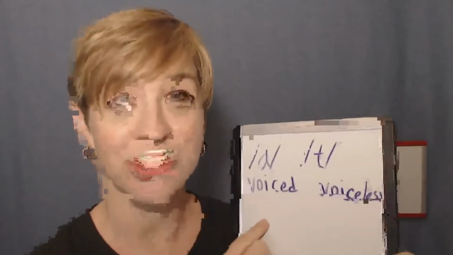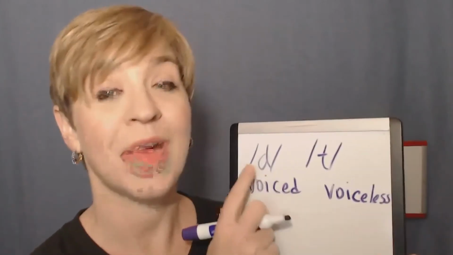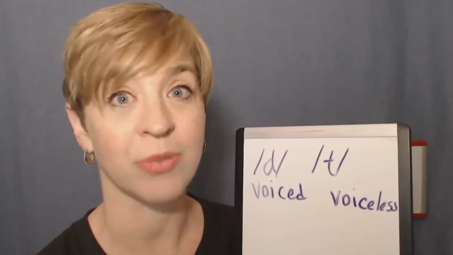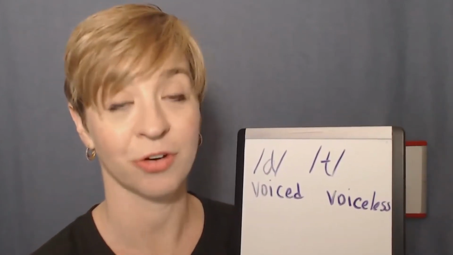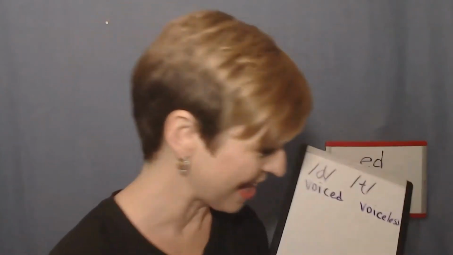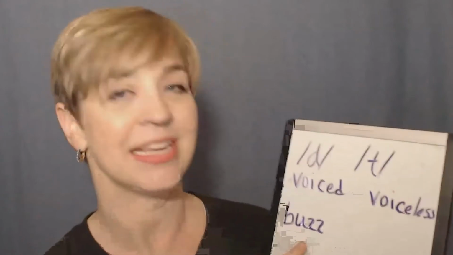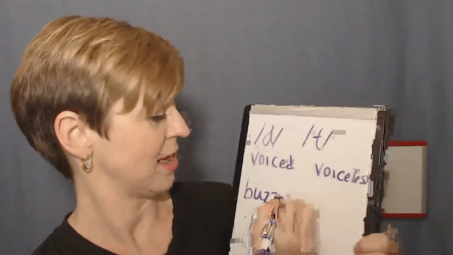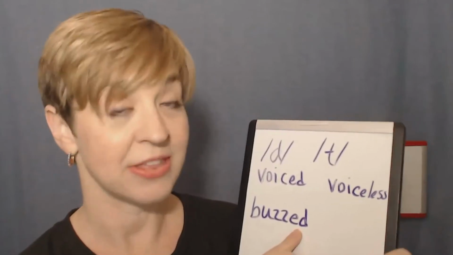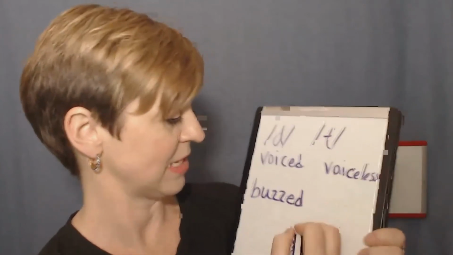If the verb that you are changing to past tense has a voiced sound as its final sound, you would add the voiced D. So you just continue on with that voiced sound. For example, buzz. The Z is a voiced sound, and then we add ED to the end to make it past tense. Buzzed, buzzed.